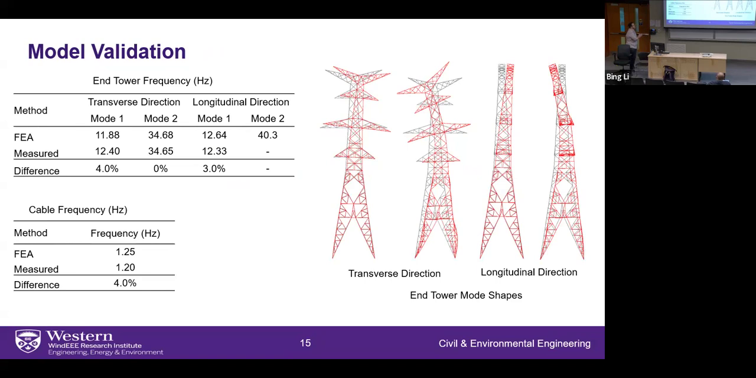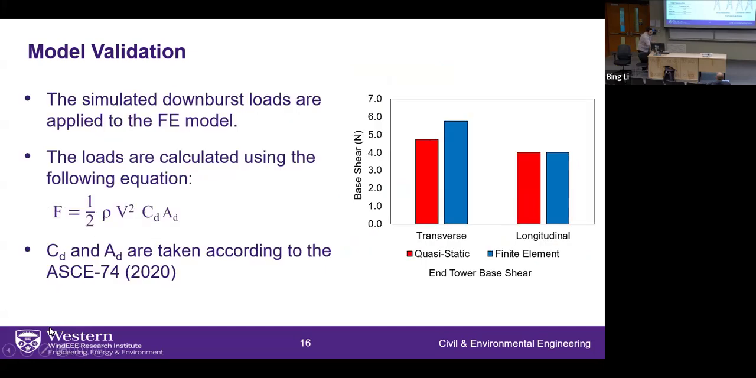So we are validating the frequency of the tower and the cables with the free vibration test we did at 20. So here we are comparing the frequency for the tower for the transverse direction and the longitudinal direction for the first two modes. And we can see there is a good agreement between the finite element frequency and the measured frequency. The same we have done for the cable, and we got a difference of 4%.